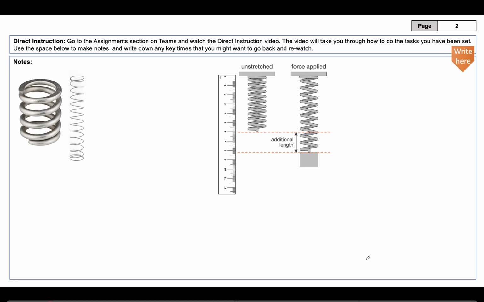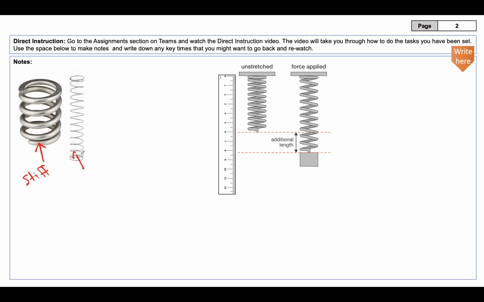Okay, so here's our direct instruction. So we're going to look at what springs are and what we mean when we talk about something called the spring constant. So if you can imagine these two springs, this first spring is going to be really, really hard to stretch. Look how thick it is. That's a really stiff spring, whereas this one is really, really weak. It would be really, really easy to stretch.